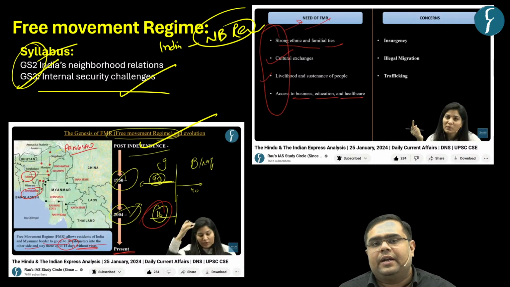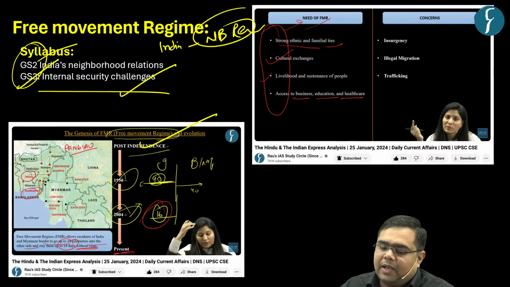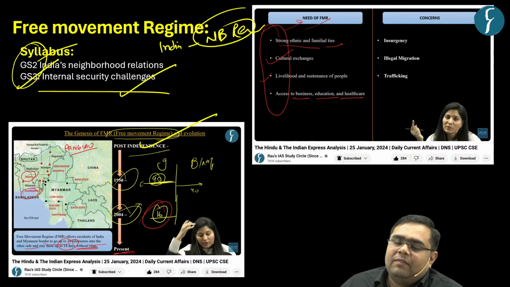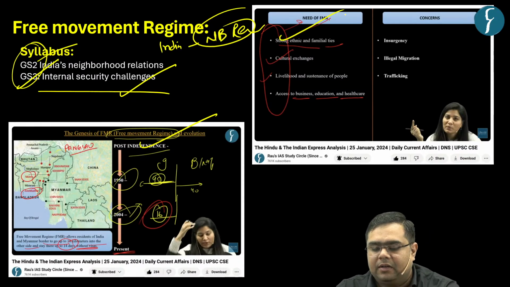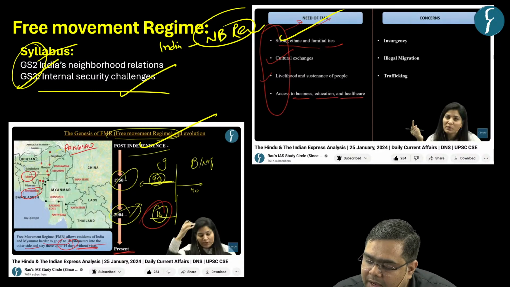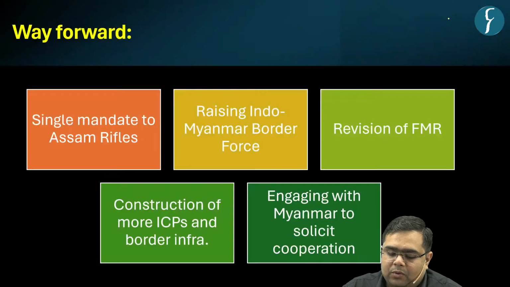So there was a felt need that we need to secure our borders and restrict the free movement regime when it comes to the state of Myanmar. Then we also discussed in that video the need of the free movement regime and the concerns with respect to the free movement regime that is there. So you can go back and watch the issues to understand the concept in detail. Right now we will focus only on the way forward. So what is the way forward in this thing?